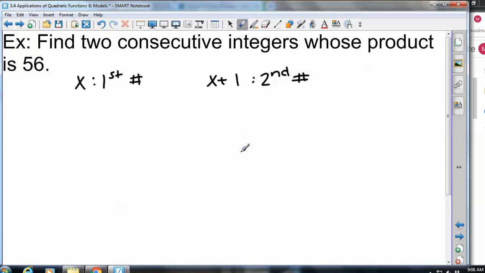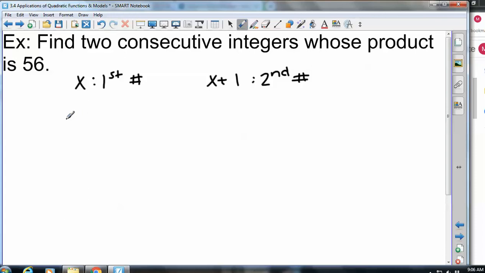What if I said they were consecutive even integers? How much do you add to get to the next even number? What if they're consecutive odd? How far apart are the odd numbers? Still 2. X and x plus 2.